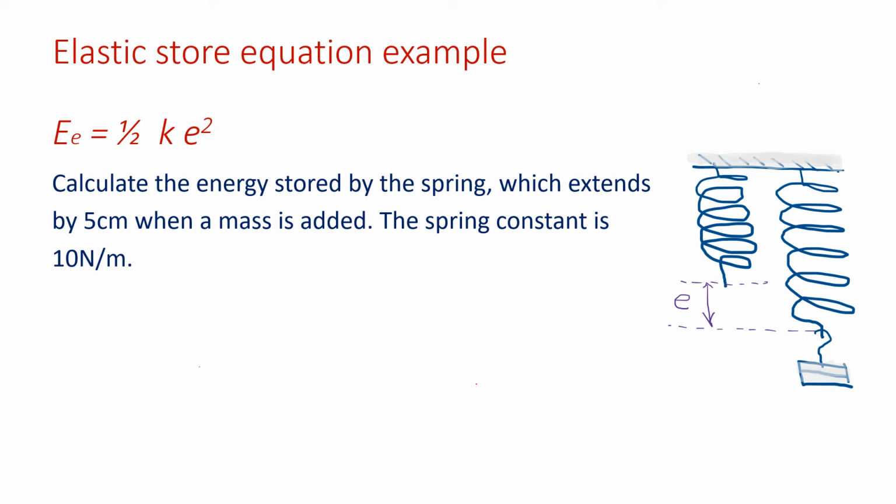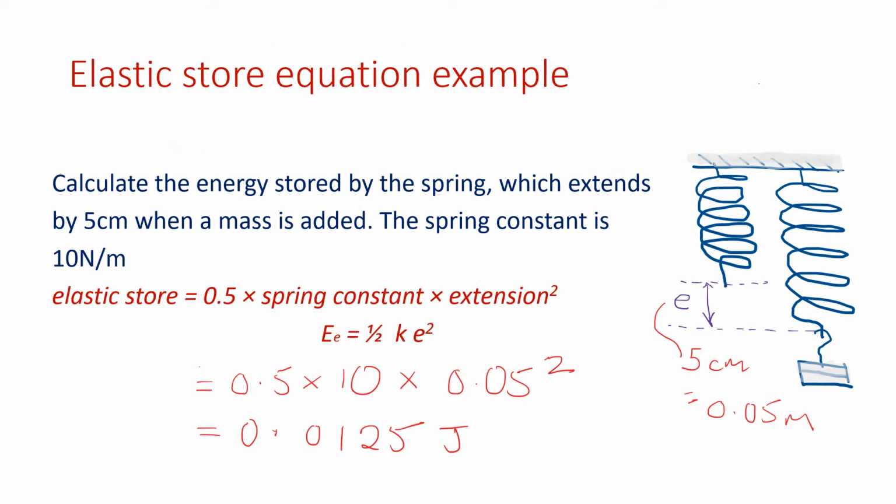Calculate the energy stored by the spring, which extends by 5 centimeters when a mass is added. The spring constant is 10 newtons per meter. So we're going to put the values we've been given into the equation. We're going to remember to convert the centimeters into meters. So 5 centimeters equals 0.05 meters. Put the values into the equation, we get 0.5 times 10 times 0.05 squared. Multiply that out and we get 0.0125 joules as our answer.